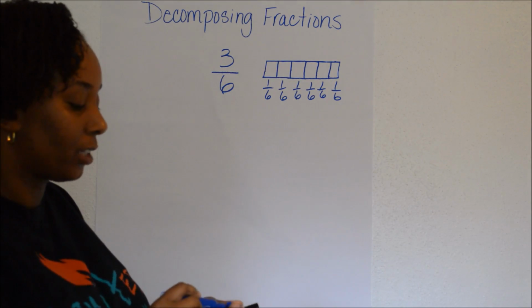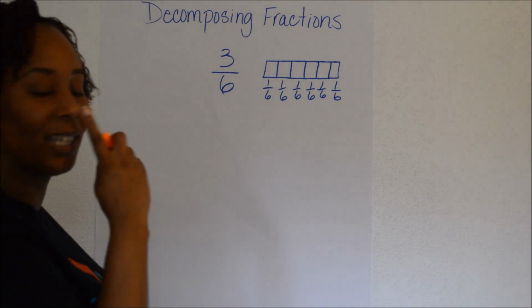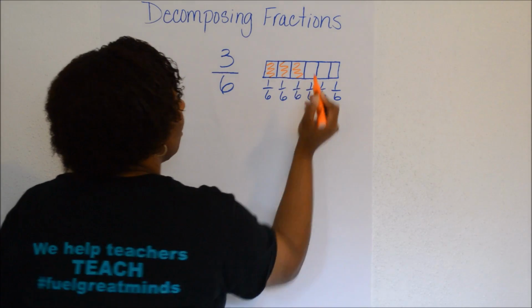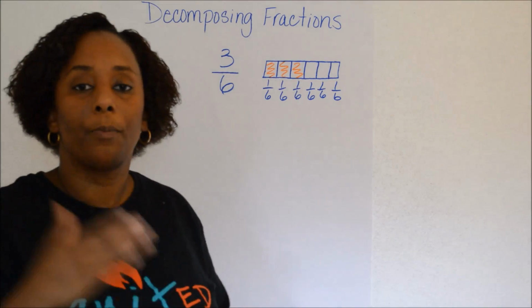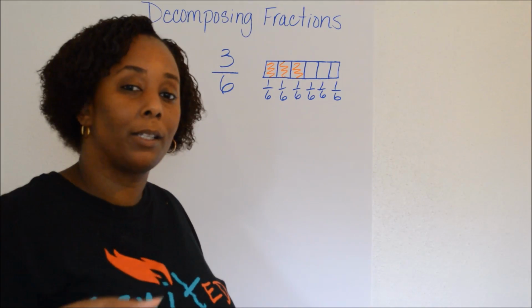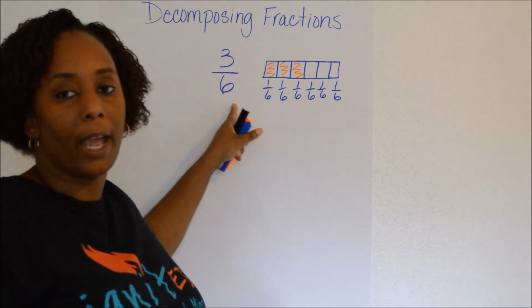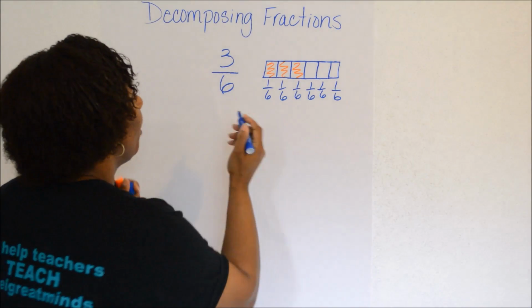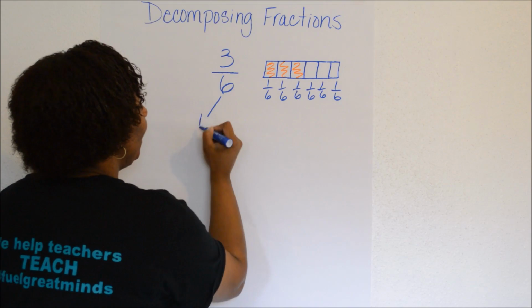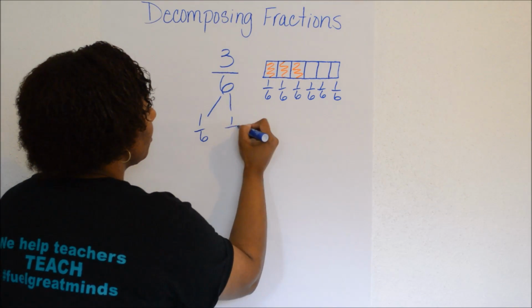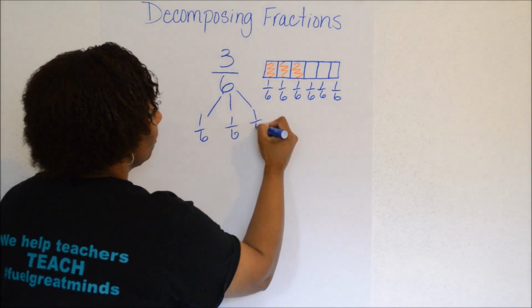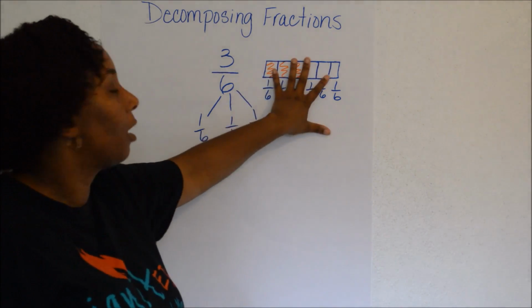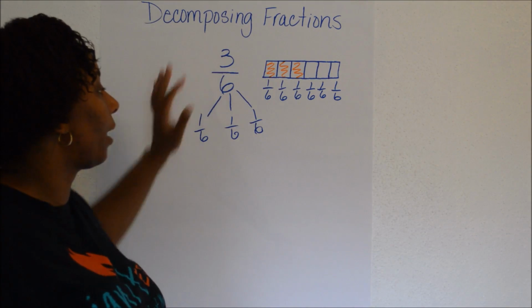So there's 3/6. After drawing the tape diagram, you can shade in 3/6 of the whole. That will help the students get a visual, because the brain thinks in pictures, and numbers are very, very abstract. This gives the picture for the students. They can then decompose the fraction into 1/6 parts. So that helps them connect the pictorial to the abstract.